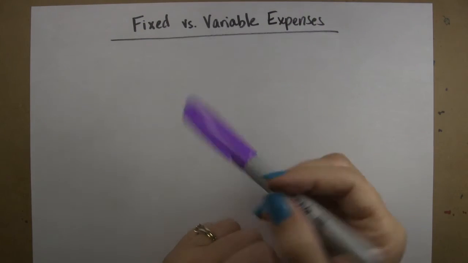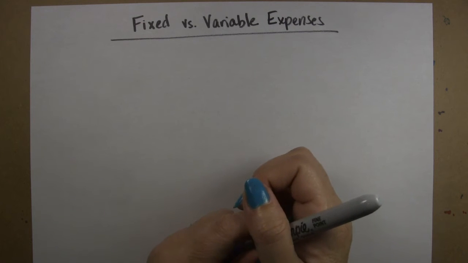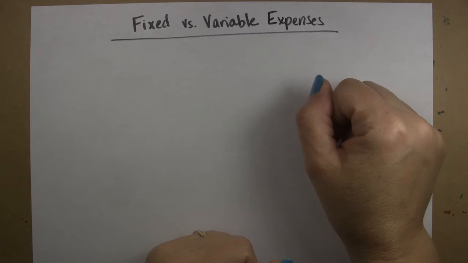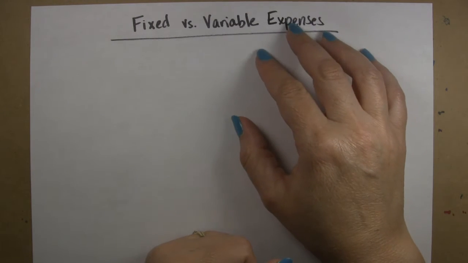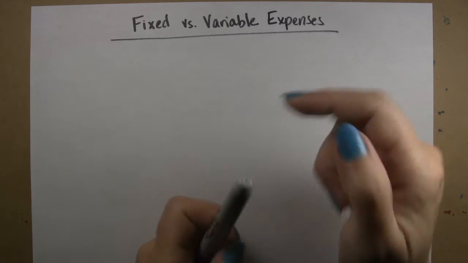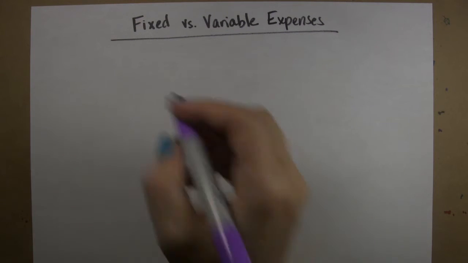Hello everyone, I would like to talk to you about an important topic, fixed versus variable expenses. This is not in your math book, but you can use this concept to help understand some of the stuff that they are talking about in this chapter. So I just want to take a second to explain something.